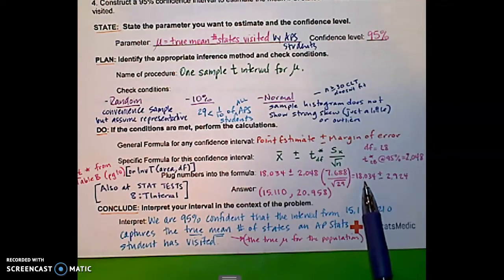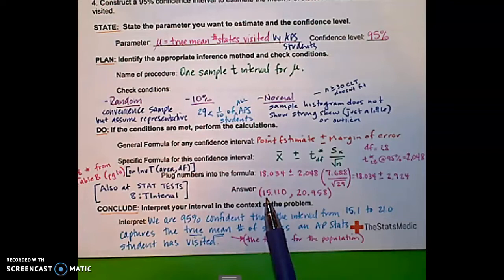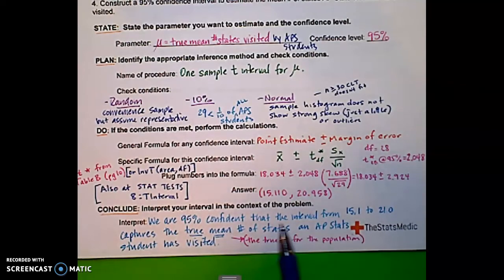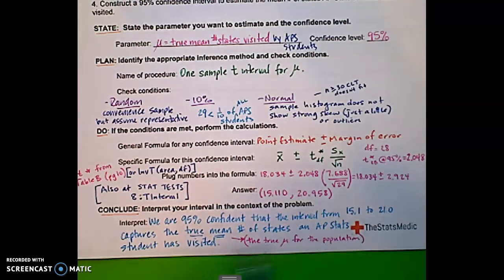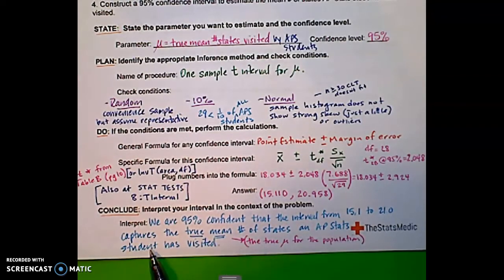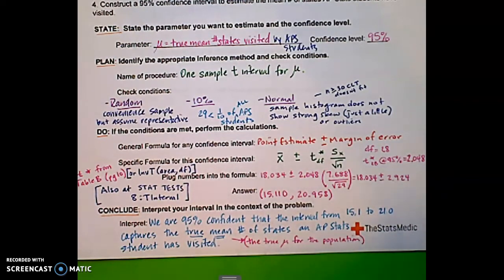We're going to add and subtract that from our point estimate, and I get a confidence interval of about 15.1 to about 21. We conclude that by writing out our nice sentence that includes context. We are 95% confident that the interval from 15.1 to 21.0 captures the true mean number of states an AP Stat student has visited. Remember, we're trying to find the true mean for the population.